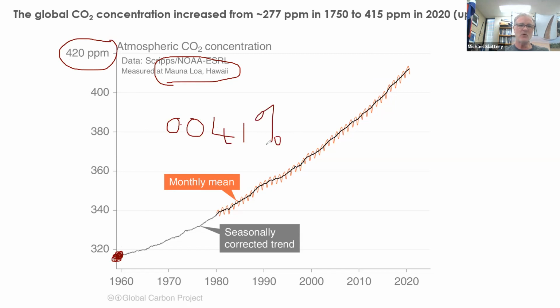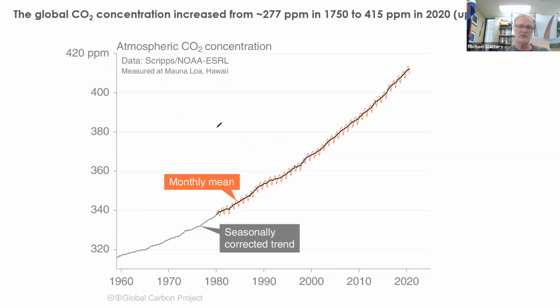That's the same as saying 410 parts per million, right? So we're using some scales interchangeably, and I want you to be comfortable with that. So what you're seeing here is the carbon dioxide record measured on Mauna Loa, right?